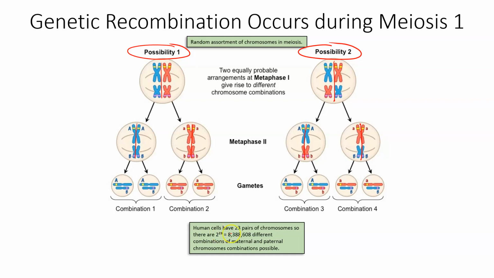Human cells have 23 pairs of chromosomes. We've talked about that. So that means 2 to the 23rd power. There are about 8.4 million different combinations of maternal and paternal chromosomes that are possible, meaning instead of just possibility 1 and possibility 2, there are almost 8.4 million possibilities for all of our 46 chromosomes to line up, which just goes to show you why there's so much variation among people on the planet.